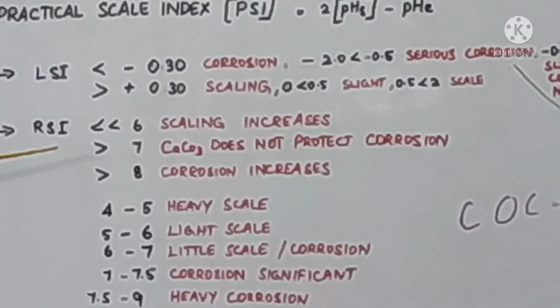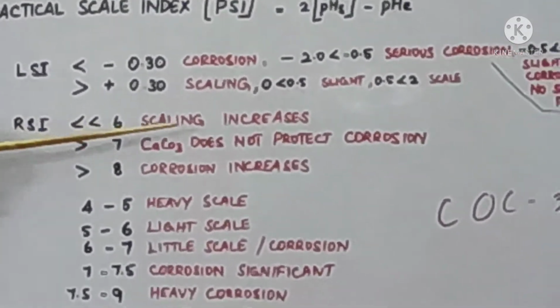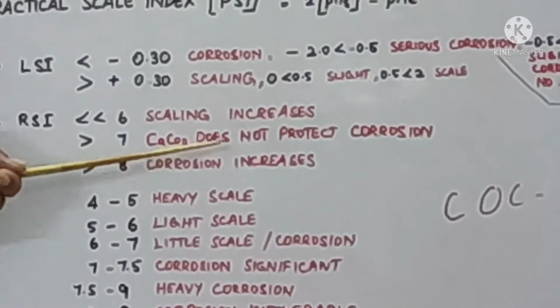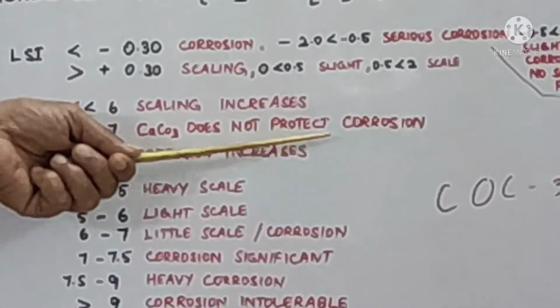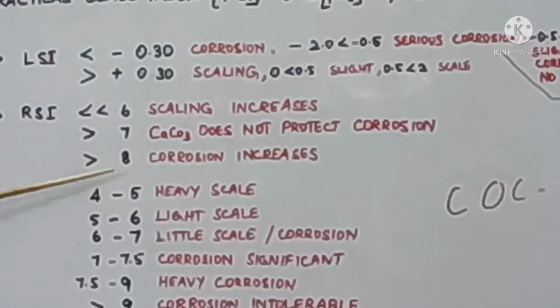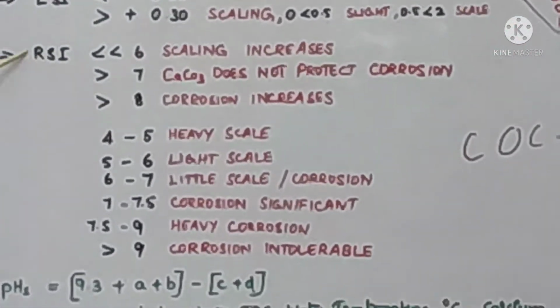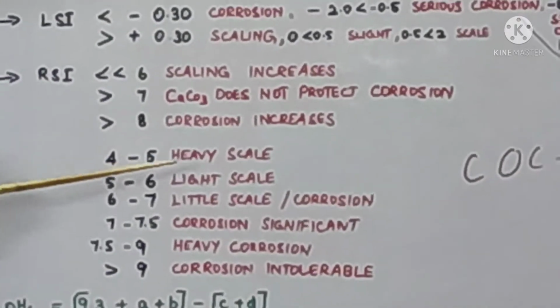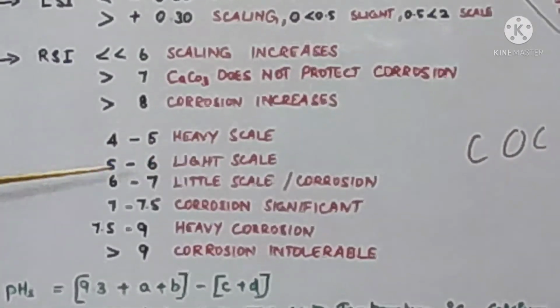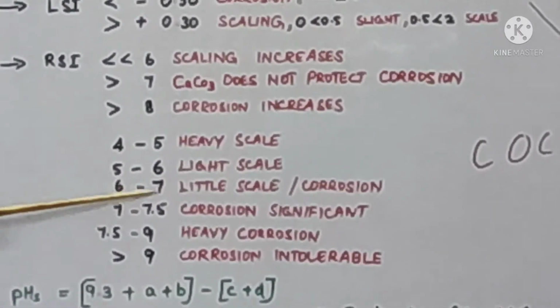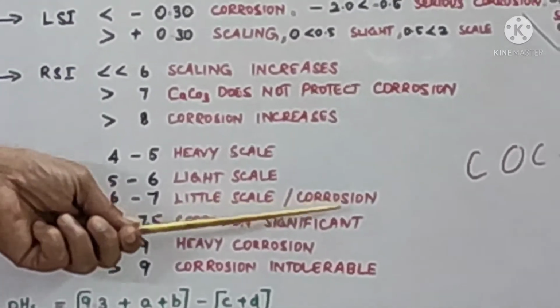Like that RSI also is there. If the value is less than 6, scaling will increase. If it is greater than 7, the calcium carbonate film will not be there, so it will not protect from corrosion. If it is greater than 8, corrosion increases. If the RSI value is 4 to 5, you will get heavy scale. If it is 5 to 6, light scale. 6 to 7 means light scale and corrosion also will be there.